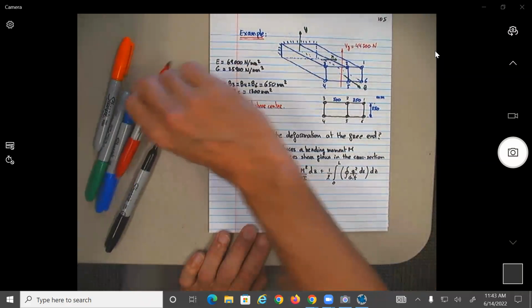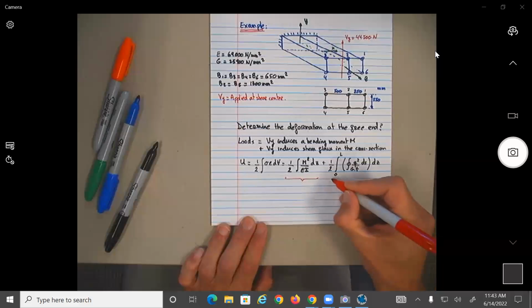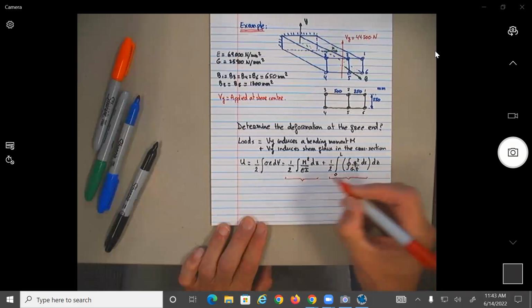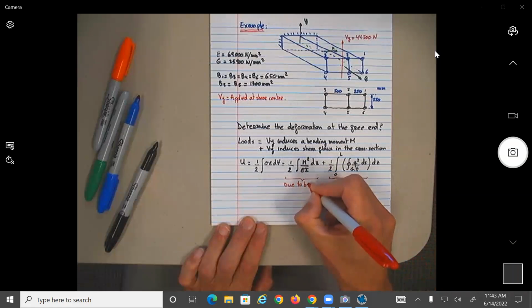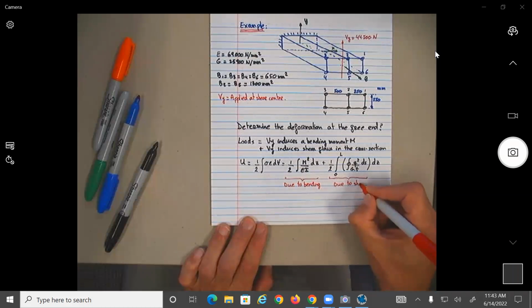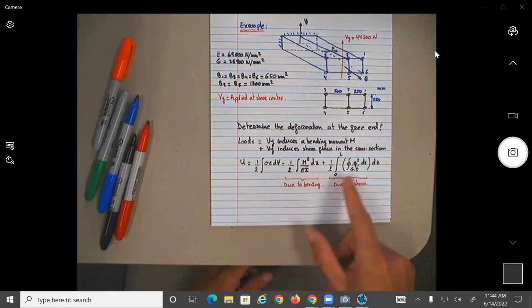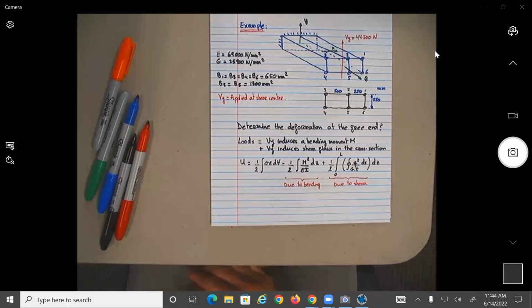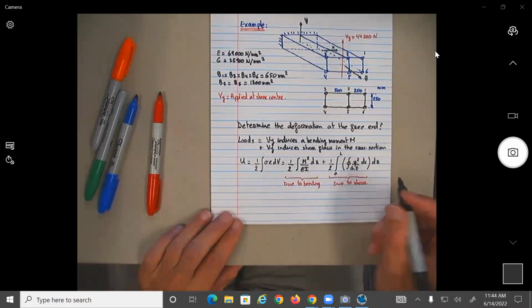So in other words, this will be the term due to bending, and this is due to shear. Okay, so basically the same thing as we did yesterday. We had this term, but instead of having this one, we had the one that was P squared over EA, no? Okay, so in order to find the deformation, let me go to the next page.